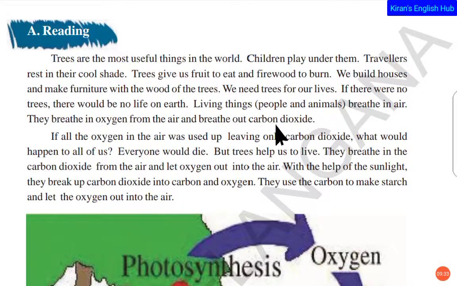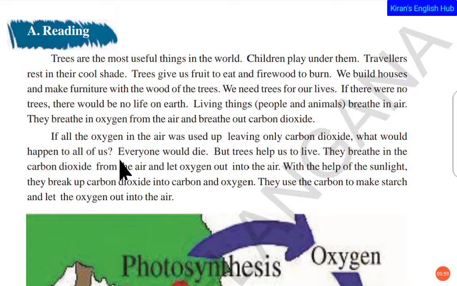Okay, next, if all the oxygen in the air was used up, leaving only carbon dioxide, what would happen to all of us? So imagine if all the oxygen in the air was used by all the human beings, and the carbon dioxide which we leave is the only thing in the climate.